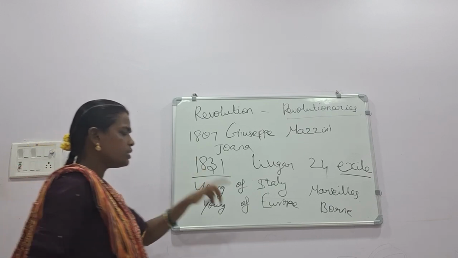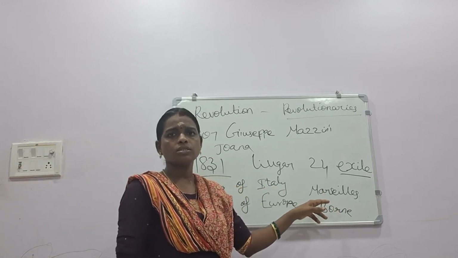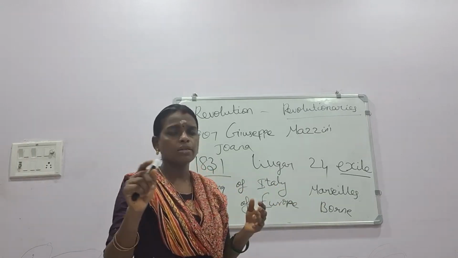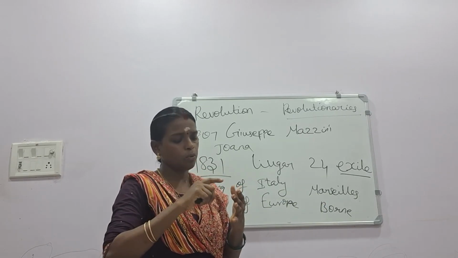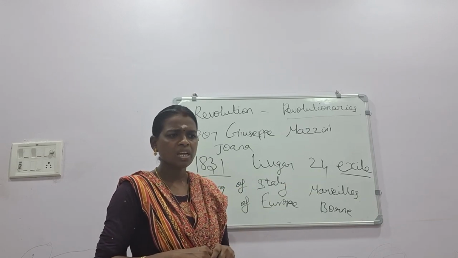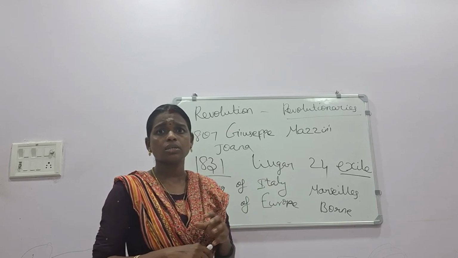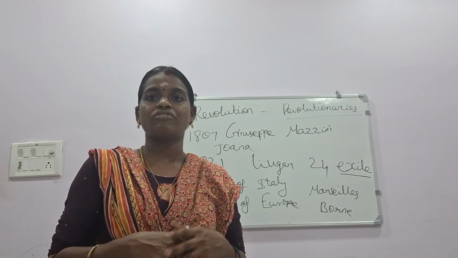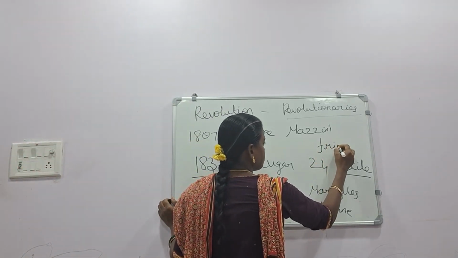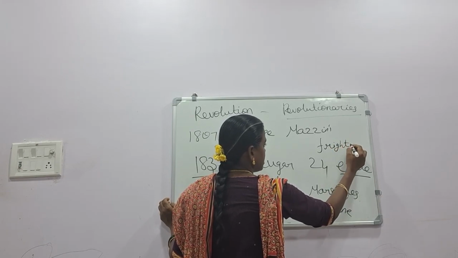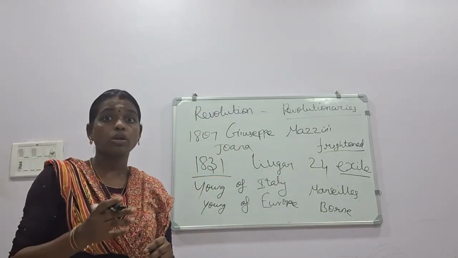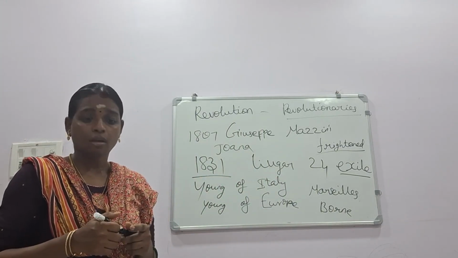Initially, the secret societies were only started in the places of Marseille and Bonn. Later on, they spread to France, to Germany, to Italy, to Poland. So in all these countries also, these kinds of secret agencies were started. And when he started this kind of revolution, the conservatives got frightened. Frightened means fear. The conservative people who ruled over the European countries got fear.